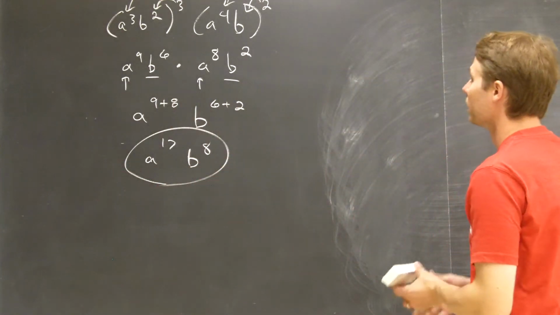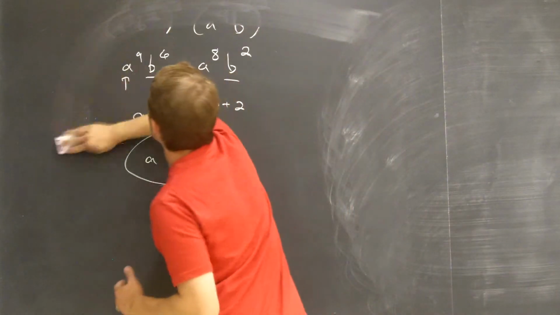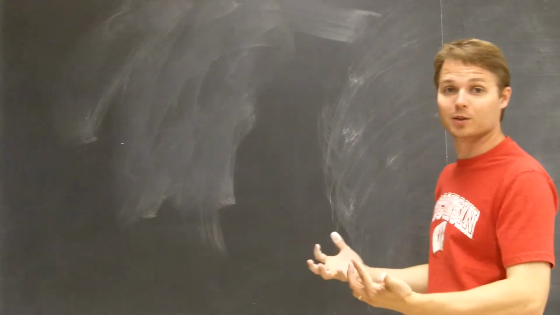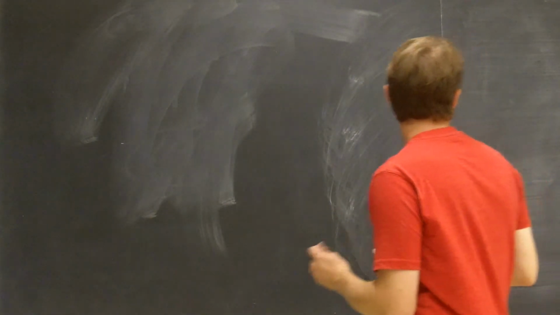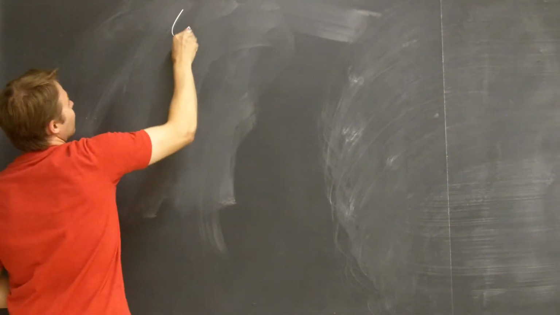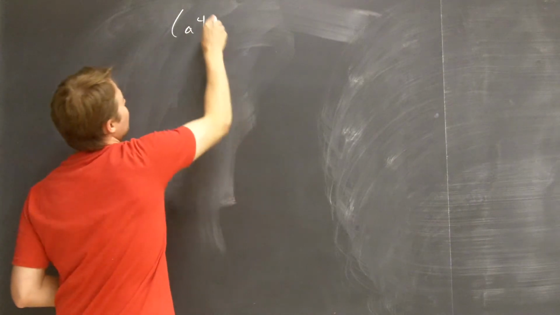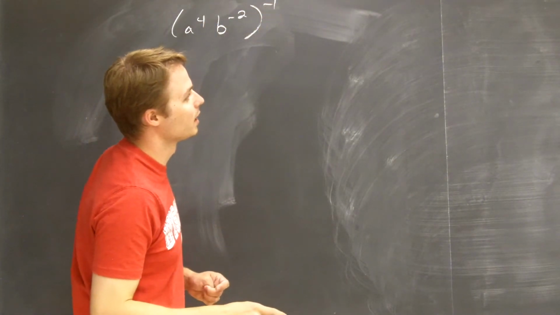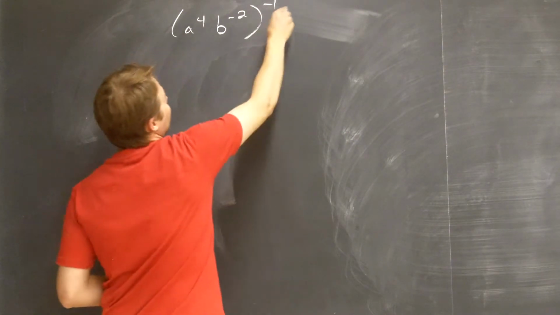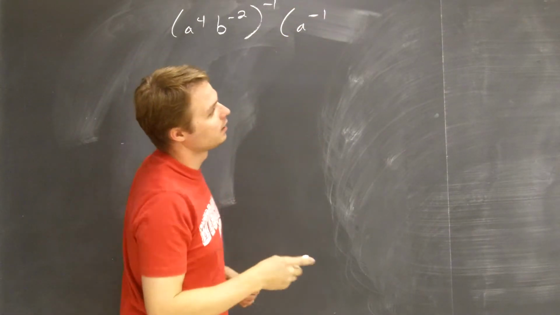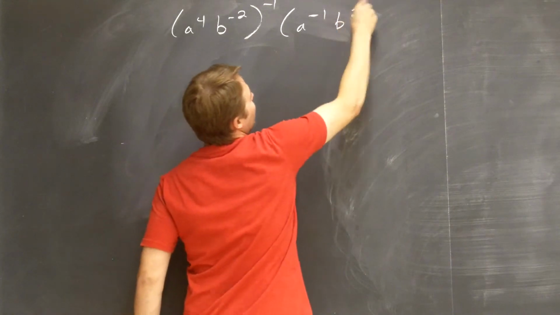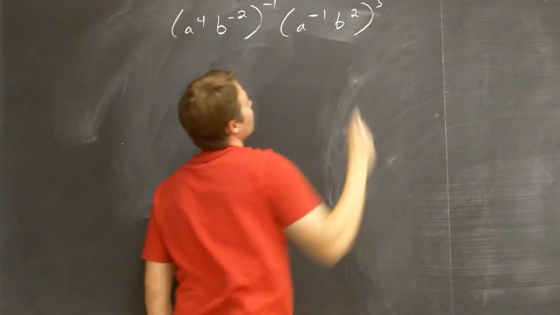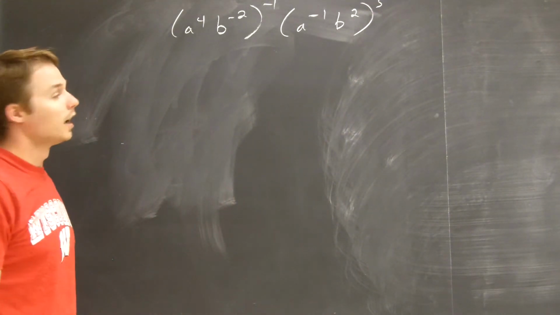Now, I can also do this with some negative numbers. Again, it's not going to change the process, but I have to be careful because anytime we deal with multiplying negatives, you have to make sure that you don't put, for example, a negative where there should be a positive, or a positive where there should be a negative. So something like this: a to the 4th, b to the negative 2, all to the negative 1, times a to the negative 1, b squared, all of that to the, let's make this to the negative 3rd power.